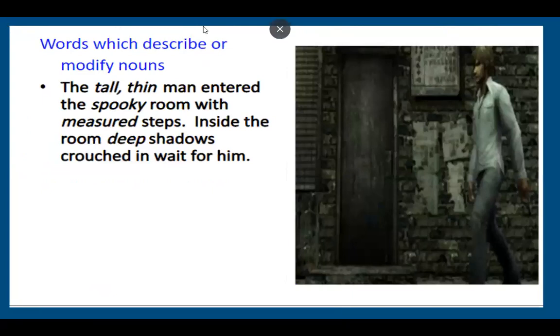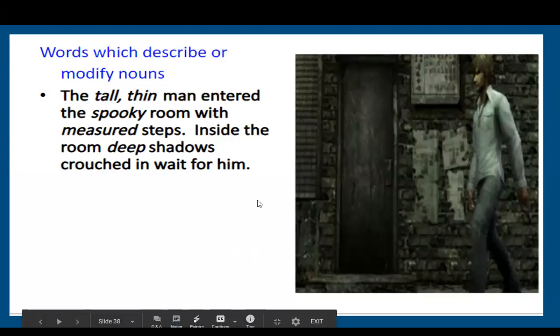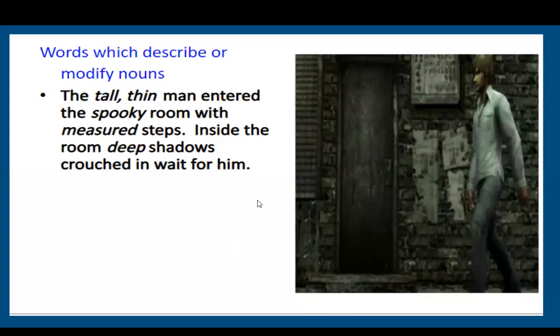Now it comes to another way. See the kind of adjectives we're using here. The tall, thin man entered the spooky room with measured steps. Inside the room, deep shadows crouched in wait for him. Now, crouched is like crouching tiger, crouching animals. So what is waiting in the crouch? Crouching instills fear, it instills mystery. Even the choice of words, like spooky room, like ghostly. And the man is described as a tall, thin man.